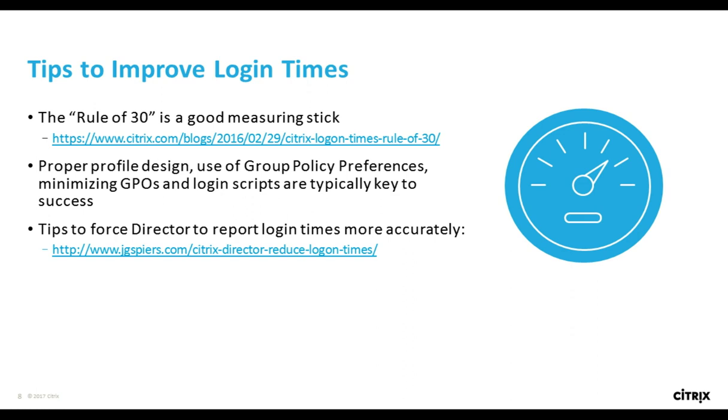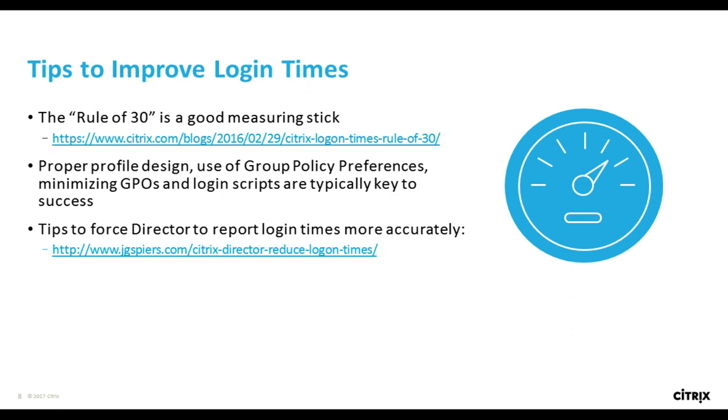So I created another simple guideline that I call the rule of 30. If you're under 30 seconds, you're doing pretty well. If you're over 30 or closer to a minute, then something is probably not quite right and you can do better. So that's a good measuring stick if you're wondering where you stand. But if you're closer to a minute or longer, and trust me, I've seen everything from 5 seconds to 15 minutes, then the first place I'd recommend looking is the profile and policy design.